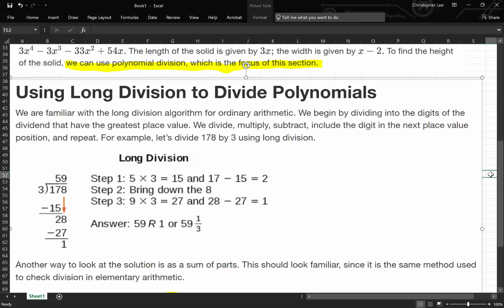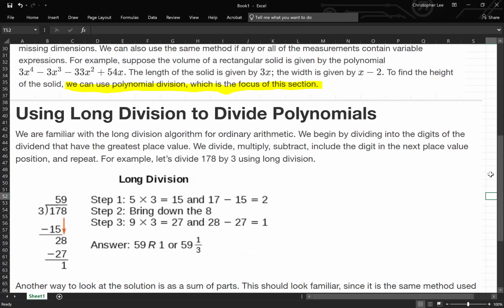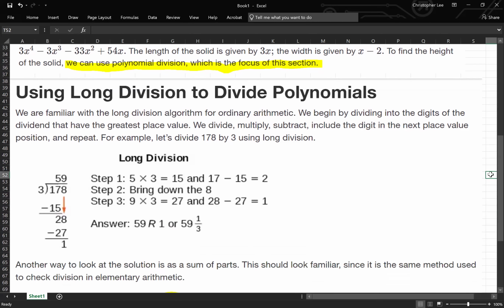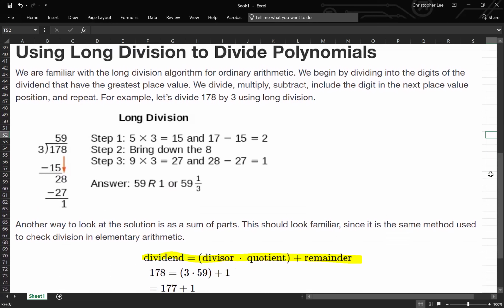We're familiar with the long division algorithm for ordinary arithmetic. We've all seen this. We begin by dividing into the digits of the dividend that have the greatest place value. We divide, multiply, subtract, include a digit in the next place value position, and repeat. For example, let's divide 178 by 3 using long division.